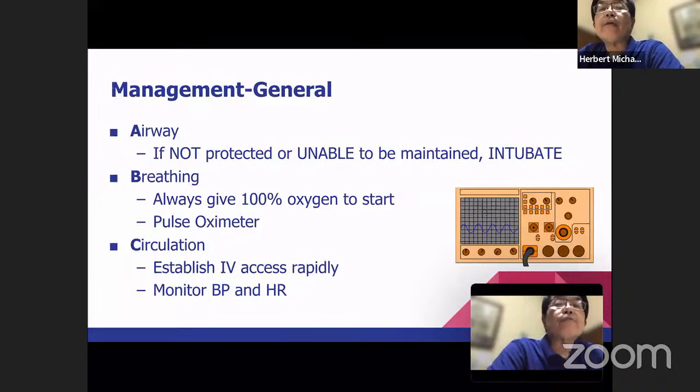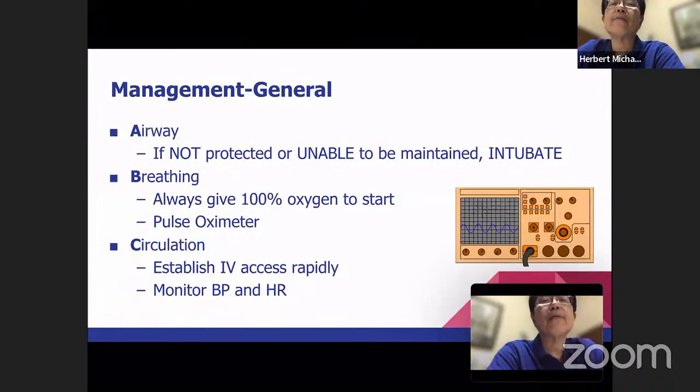With regards to the airway, if the patient cannot seem to protect his or her airway, or the airway is not maintainable, then you have no choice but to assist the patient and intubate. And whenever you want to assist the breathing, you always want to start off with 100% oxygen and be guided with your pulse oximeter, because the pulse oximeter will give you an idea of how much saturation is in the blood. And it will give you the pulse reading, for which if it has the waveform, then it can give you an idea of how good the peripheral pulses are.